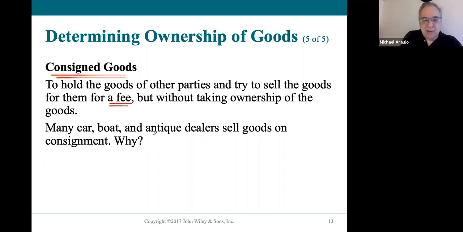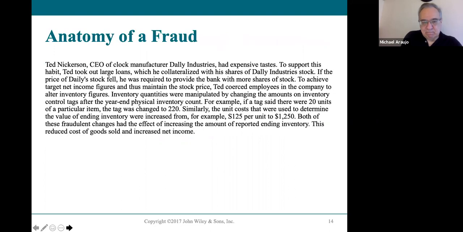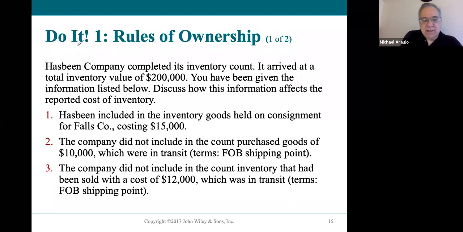Certainly, that's true with antique dealers. If you've ever been in an antiques store, there are many different little spots that are basically consignment. Those antiques are owned by a third party, but they're on display in that person's store, and the store gets a percentage or a fee for selling those things on the owner's behalf. So again, it's not ownership when it's consigned. And that's the end of Do It number one.